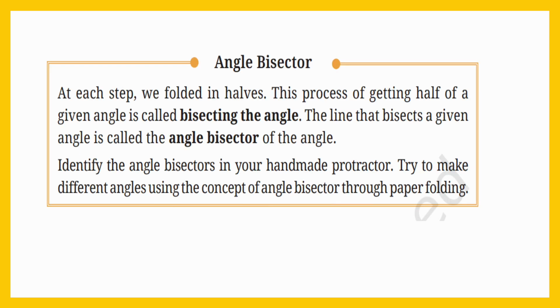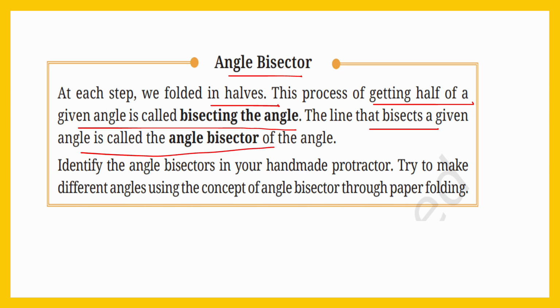Next one, angle bisector. At each step, we folded in halves. This process of getting half of a given angle is called bisecting the angle. So what is bisecting the angle? The process of getting half of a given angle. It is called bisecting the angle. The line that bisects a given angle is called the angle bisector of the angle. So a line that bisects a given angle is called the angle bisector of the angle.